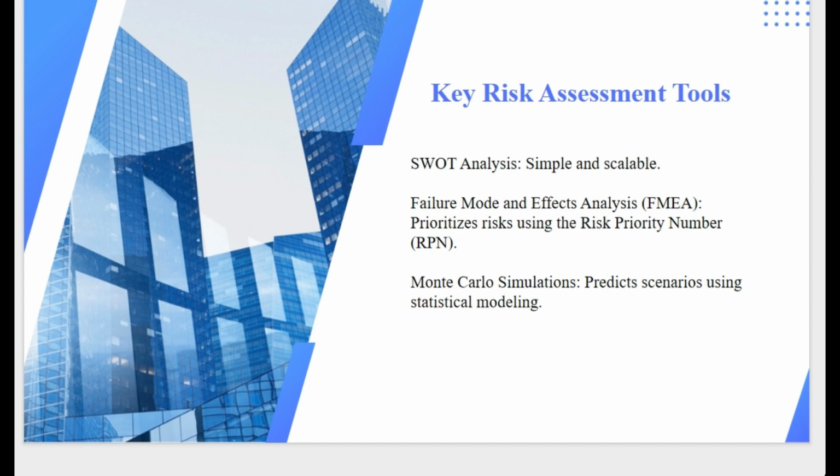Key risk assessment tools. Let's examine some key tools used in risk assessment. Here are some widely used tools like SWOT analysis, which identifies strengths, weaknesses, opportunities, and threats in a project. Similarly, failure mode and effect analysis prioritizes risk using a scoring system, and Monte Carlo simulation predicts scenarios using statistical modeling. Each tool has unique advantages depending on the project's needs.